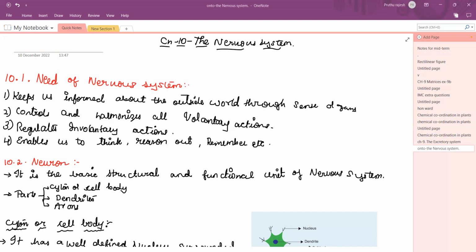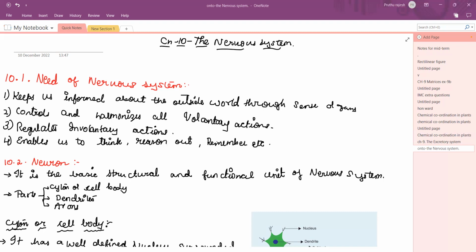Next is regulates involuntary actions. The nervous system regulates involuntary actions such as peristalsis, breathing, and beating of your heart without thinking about them. And lastly, it enables us to think, reason out, remember, etc. So let us move on.